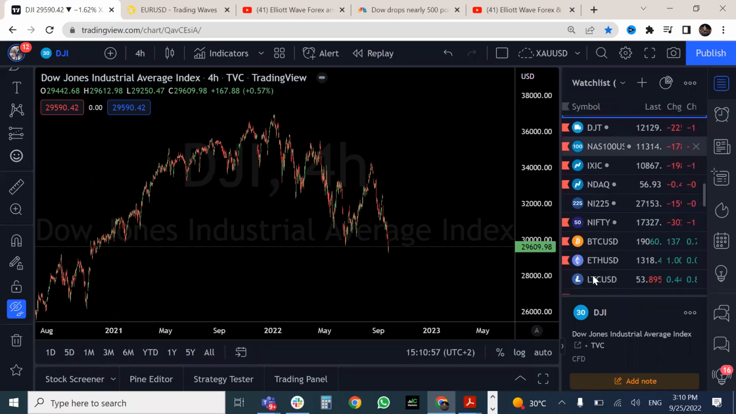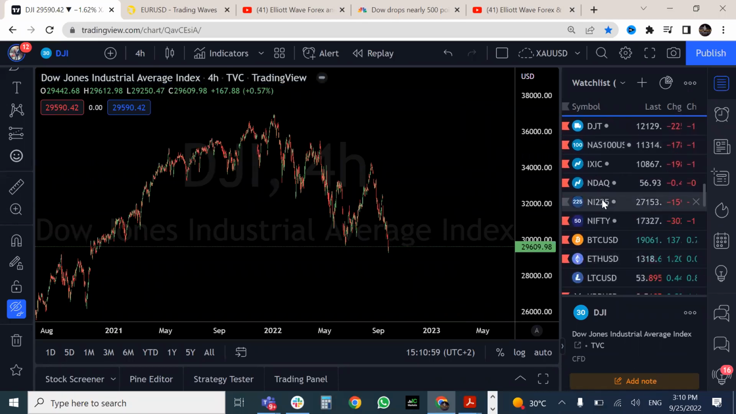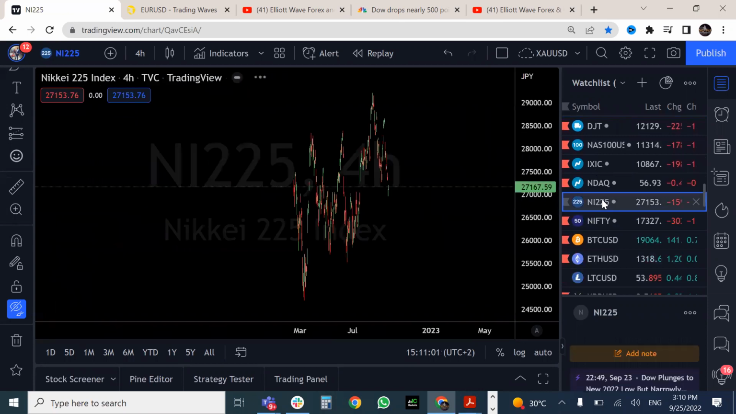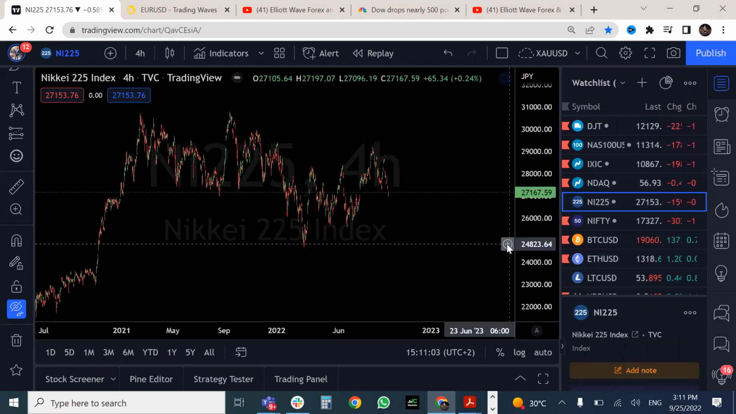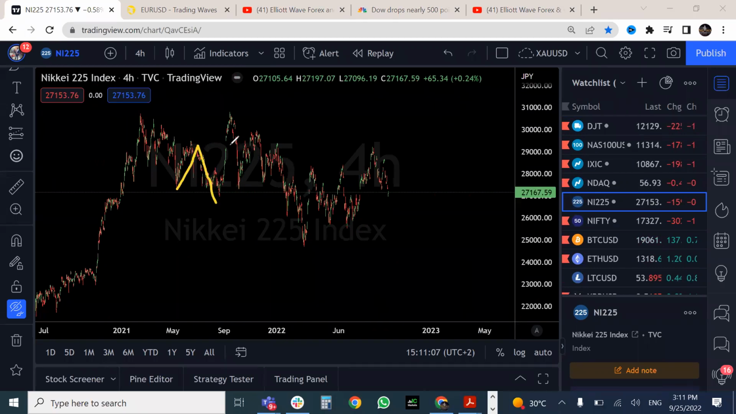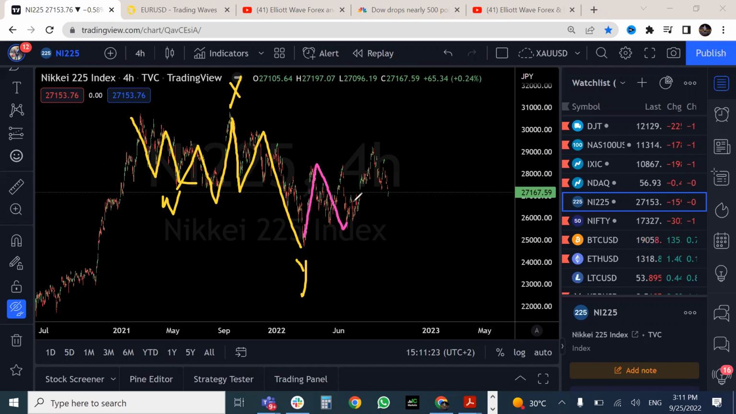All right, last but not least, the Nikkei. The Nikkei, we have been looking at this structure for some time now on the Nikkei. 1, 2, 3 up here. You've got here 1, 2, 3, and we've got 1, 2, 3. So we'll be looking at this one to be making a WXY structure.